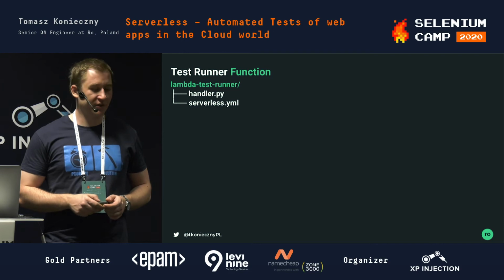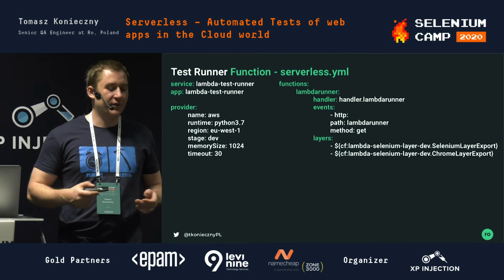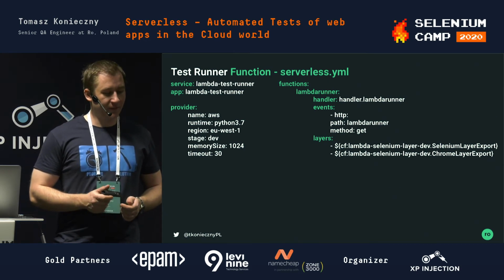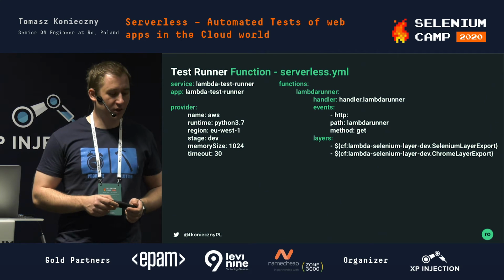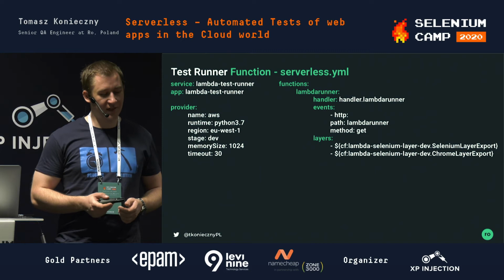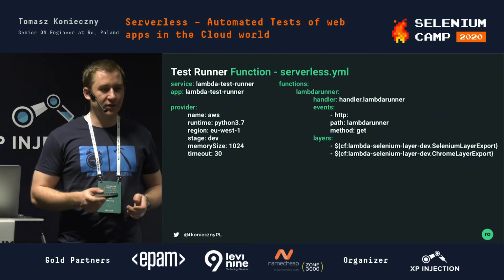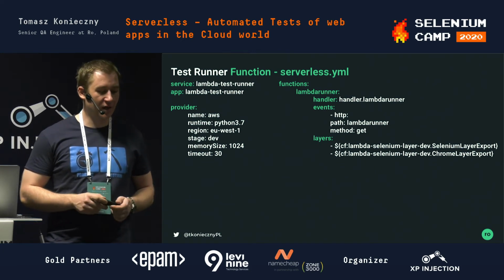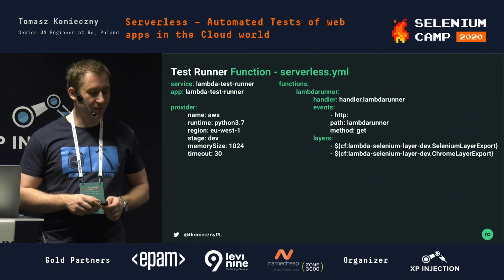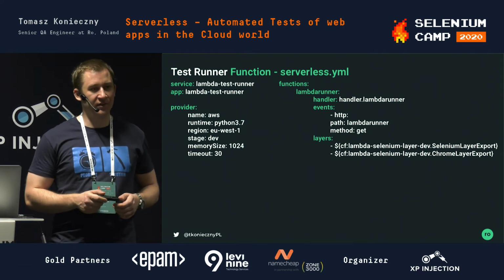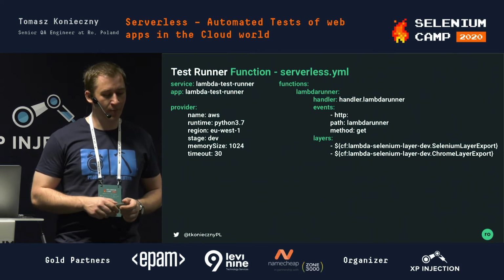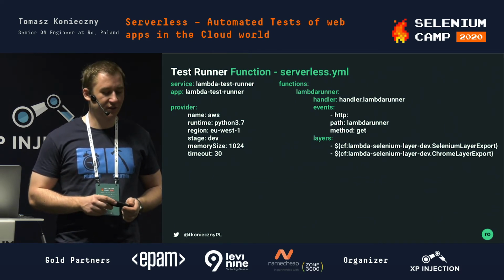That's a definition of our infrastructure, function. So here we have service, Lambda test runner. That's the name of our service that will be executed there. We have a provider, so again, AWS, Python 3.7 as runtime. Memory size, here we have the RAM size that will be available to our function. We can use up to 3 gigs of RAM. Timeout, 30 seconds. That will be enough in case of our tests because each of them executes in about 20 seconds.